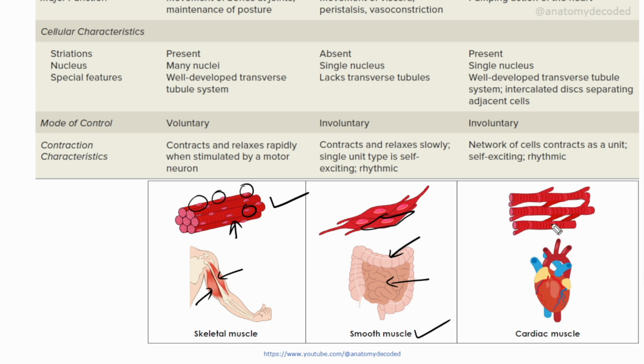Okay, cardiac muscle. There is one more important difference that we can see here. We can see a branching pattern here. Branching of the muscle fibers occurs in cardiac muscle, and a single nucleus is there in a muscle fiber, and there is something called an intercalated disc between the adjacent muscle fibers. That helps in rhythmic contraction of the cardiac muscle. So all these were the differences between skeletal, smooth, and cardiac muscle.